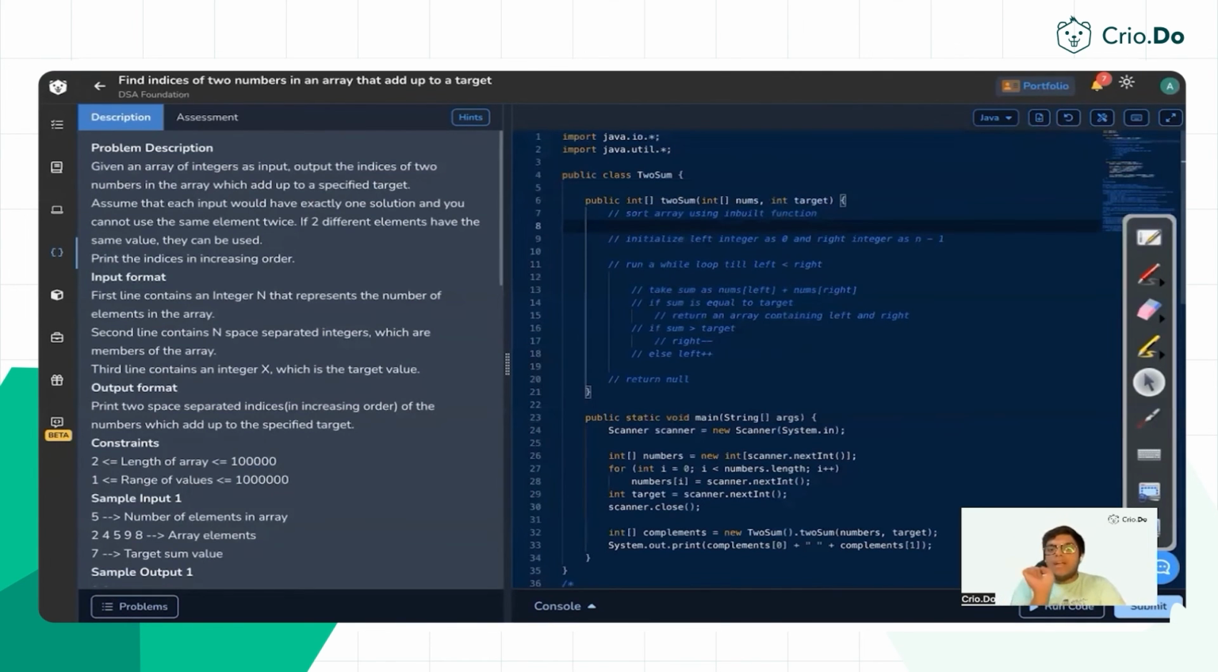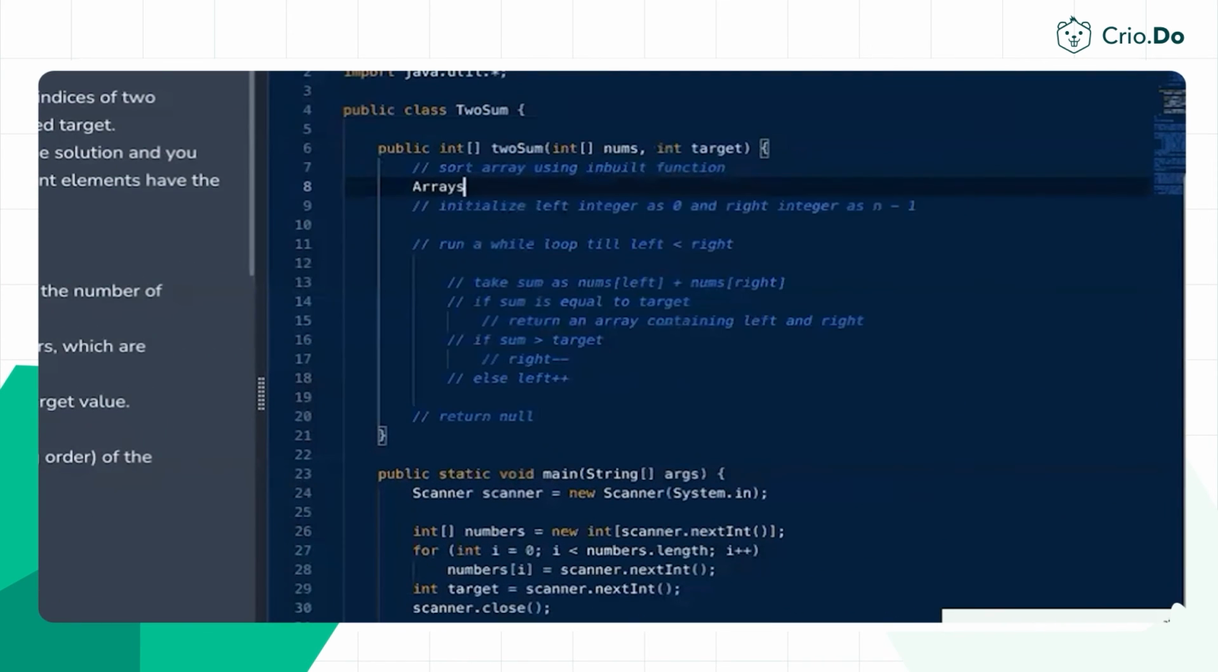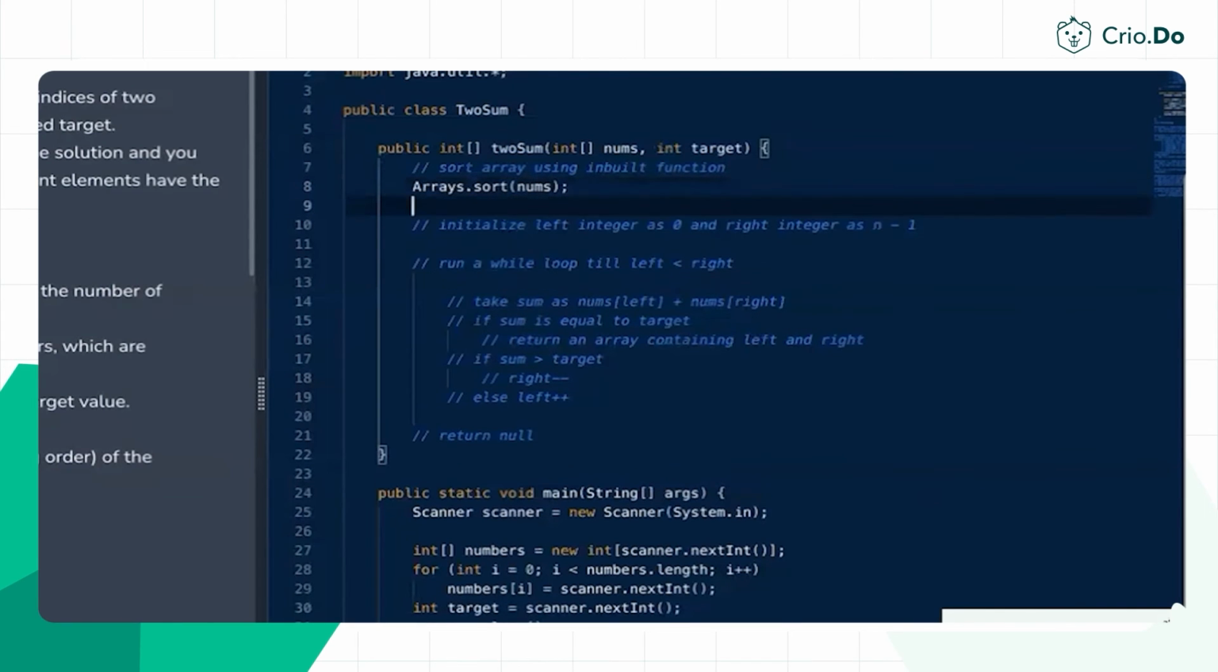First, in order to apply two-pointer logic, we will require the array to be in increasing order. So what is the inbuilt function to sort in Java? It is Arrays.sort, and inside the parentheses, I will pass the array to be sorted, that is nums. Once the array is sorted, now I can apply the two pointers. That is, left pointer initially 0, right pointer initially nums.length minus 1, that is n minus 1.